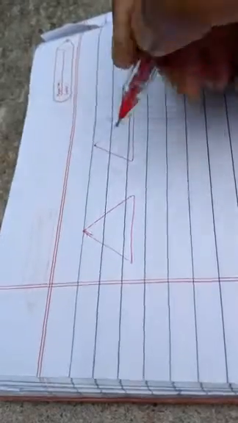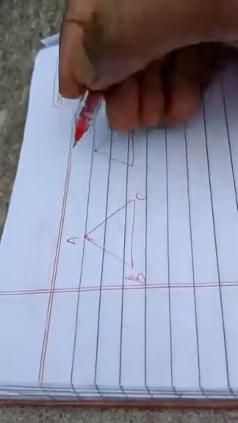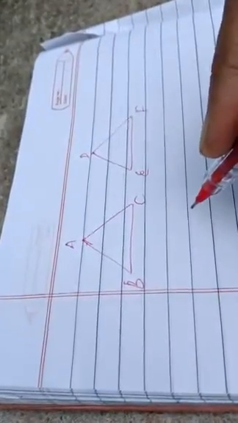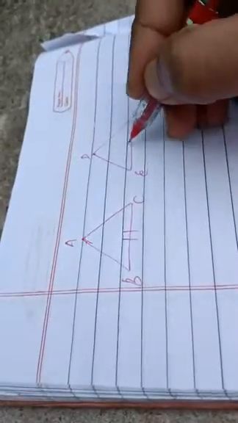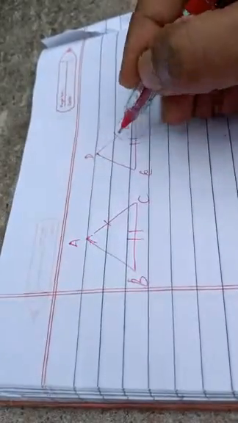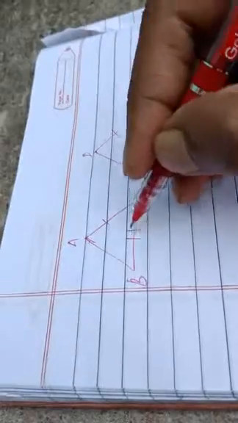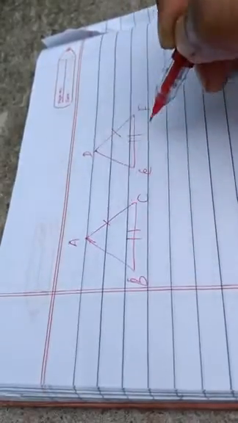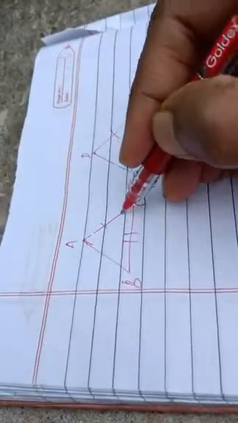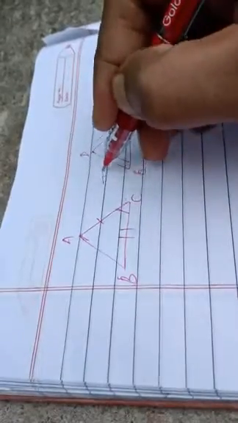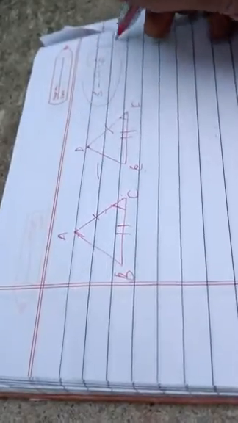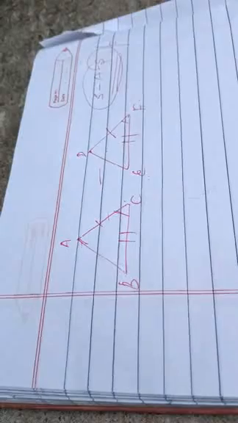Suppose we are taking two triangles, one is ABC, the second one is DEF. If two of its sides, suppose BC equal to EF and AC equal to DF, and the included angle between BC and AC is equal to the angle included between EF and DF, then we call both the triangles congruent using SAS. How to prove the SAS rule, I have already taught you in your previous class.